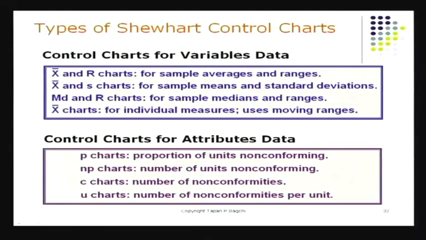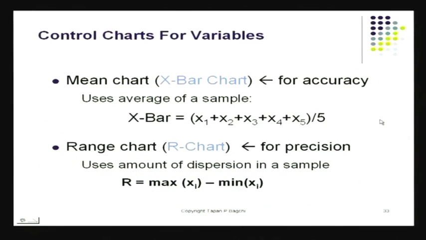So same thing would apply to attributes data also. There we'll be using the P chart or the NP chart or the C chart or the U chart. And these displays show you exactly what kind of quality characteristics are going to be monitored. Okay, let's come back to the XBAR chart and let's try to see what we could do.